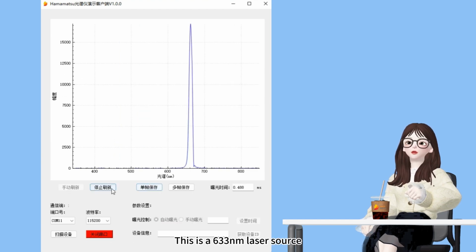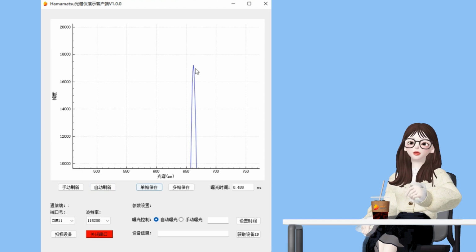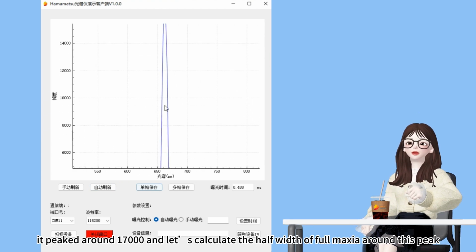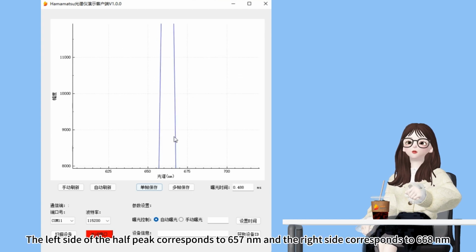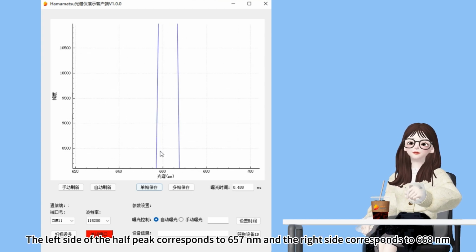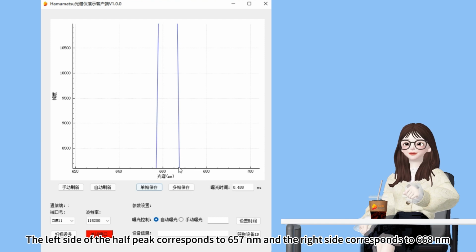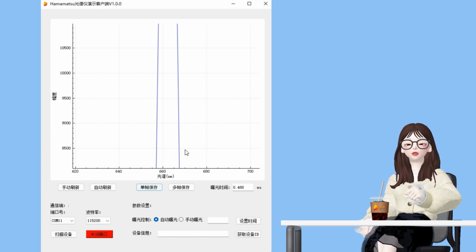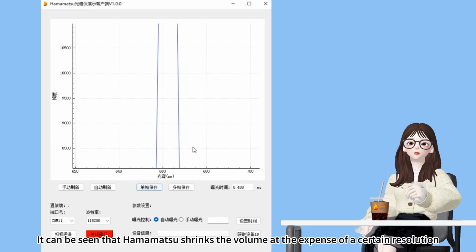This is a 633 nanometers laser source. It peaked around 17,000, and let's calculate the full width at half maximum around this peak. The left side of the half peak corresponds to 657 nanometers, and the right side corresponds to 668 nanometers. So the resolution of the spectrometer at 663 nanometers is 11 nanometers. It can be seen that Hamamatsu shrinks the volume at the expense of a certain resolution.